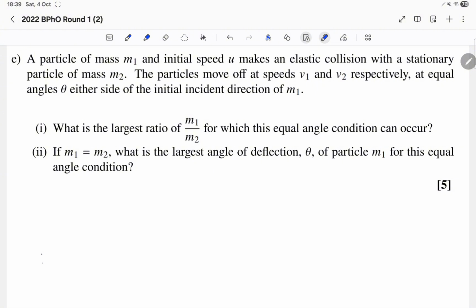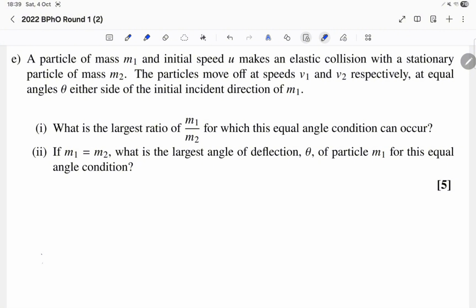Let's get started. A particle of mass m1 and initial speed u makes an elastic collision with a stationary particle of mass m2. The particles move off at speeds v1 and v2 respectively, at equal angles theta either side of the initial incident direction of m1.